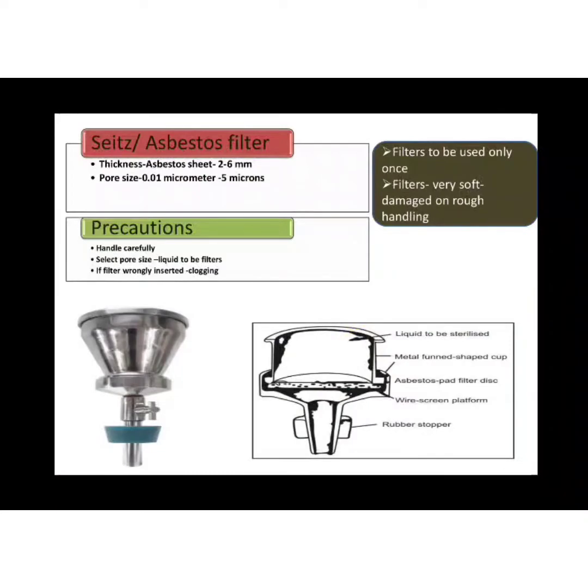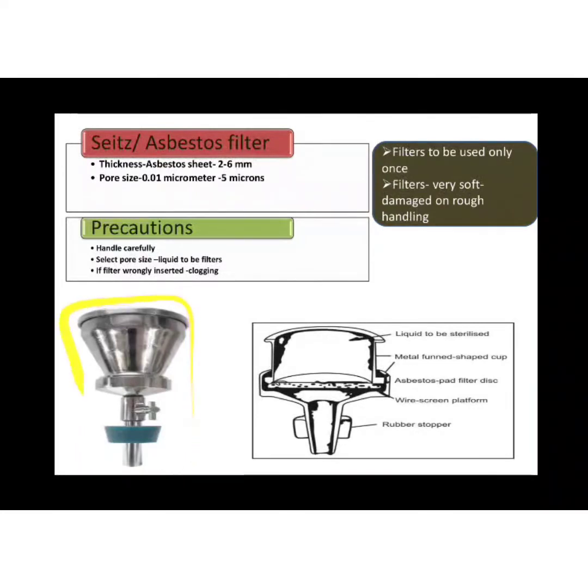Moving on to the next kind of filter that we had listed out is the Seitz filter or asbestos filter. Now, when we talk about asbestos, what is asbestos? These are the asbestos sheets or asbestos fiber which we generally see during construction, when rooftop asbestos is used. So, what is the thickness of this asbestos filter? Around 2 to 6 mm thickness, and the pore size varies from 0.01 to 5 microns. This is the pore size of the asbestos filter.